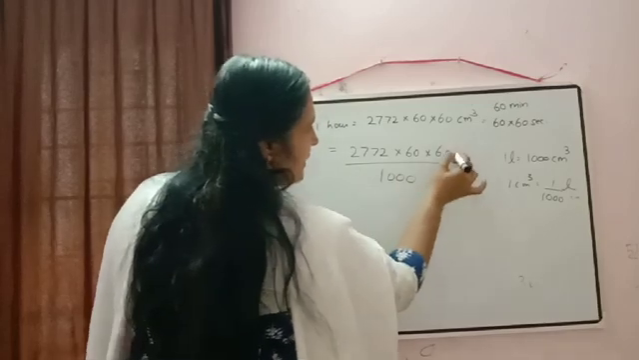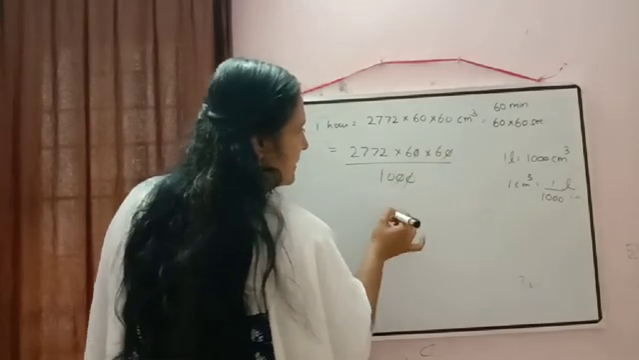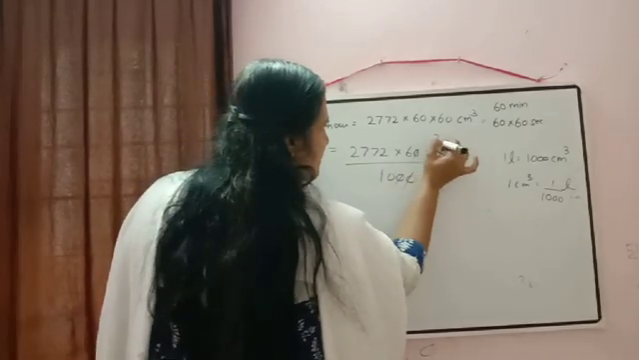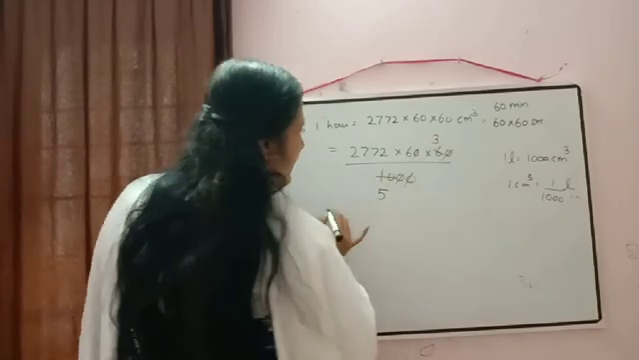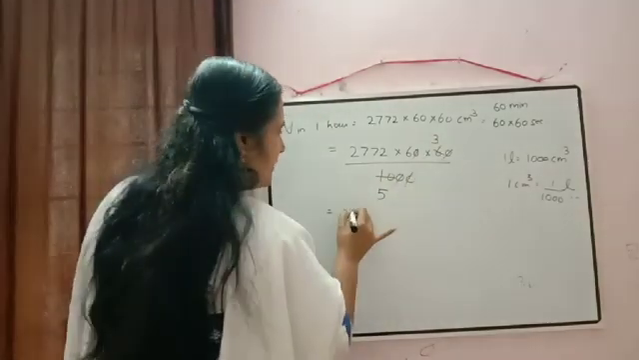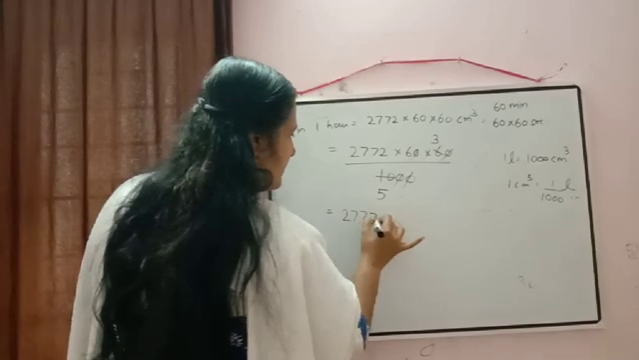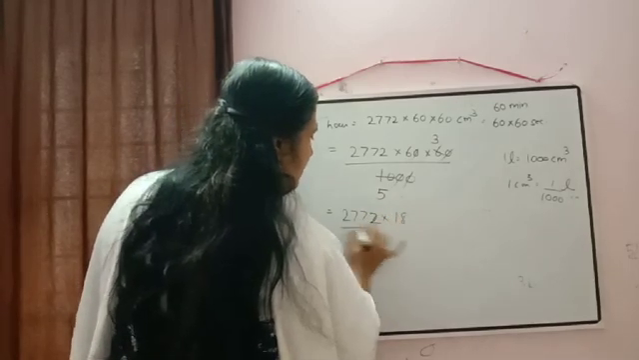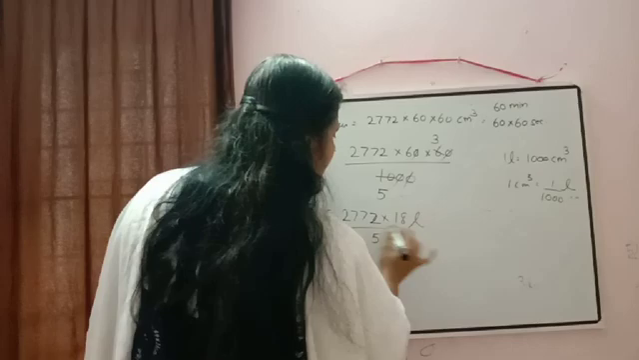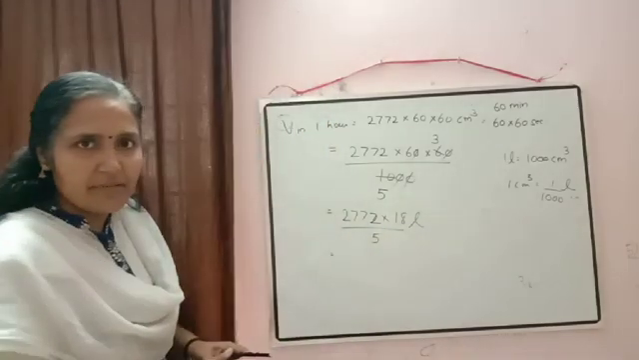So just to check if cancellation is possible, you can cancel it. Here it will be equal to 2 3s are 6, 2 5s are 10. So remaining we are getting here 2772 into 18 by 5 liter. So I think remaining calculations you can do by yourself.